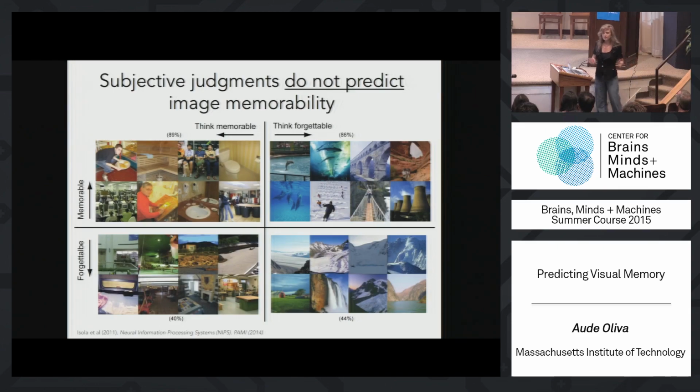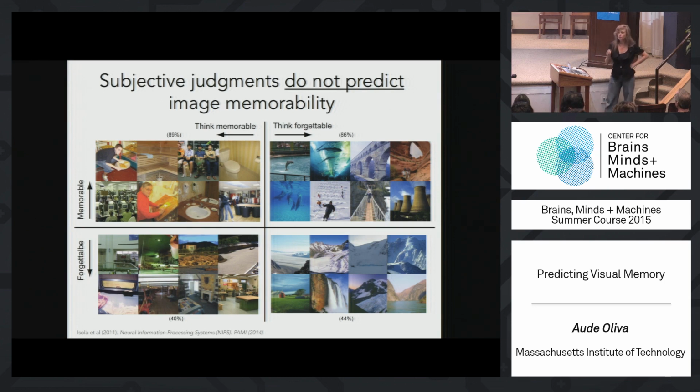So there are several ways to test memory. The way we tested memory here to get ground truth was an objective measurement. You see an image again, and if you remember it, you press a key. So that's an objective measurement. But you can also ask people, do you think you will remember an image? Do you think someone else will remember an image? We also ran those subjective memory scores, and we observed this very interesting trend that the subjective judgments do not predict image memorability. So which means that if you ask yourself, am I going to remember this? Well, basically, maybe not.